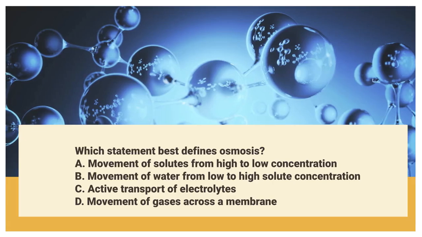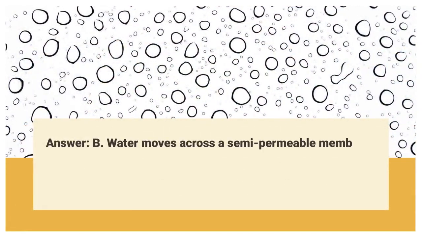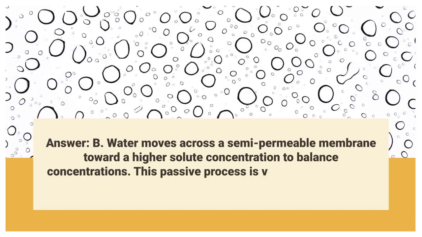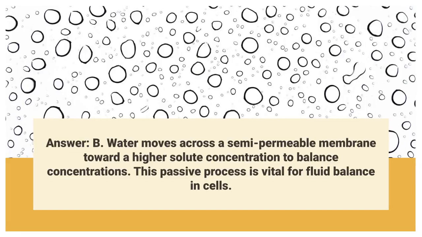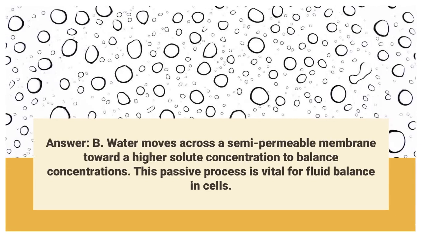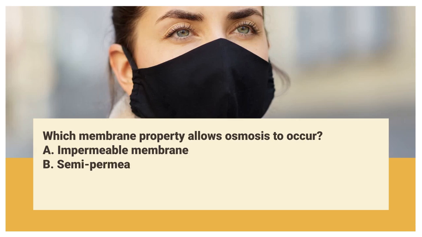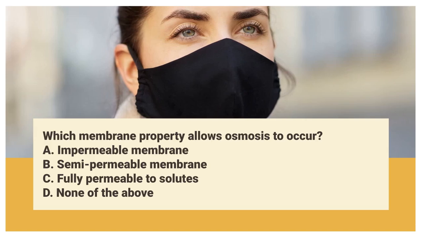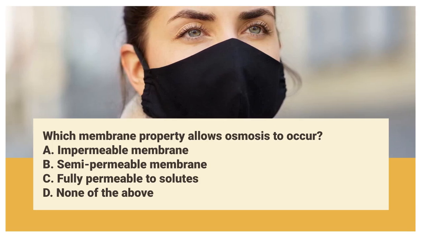Let's think about that for a moment. And then our answer, B. Water moves across a semi-permeable membrane toward a higher solute concentration to balance concentrations. So this is a passive process and it's vital for fluid balance in cells. Next question. Which membrane property allows osmosis to occur? Impermeable membrane, semi-permeable membrane, fully permeable to solutes, or none of the above?